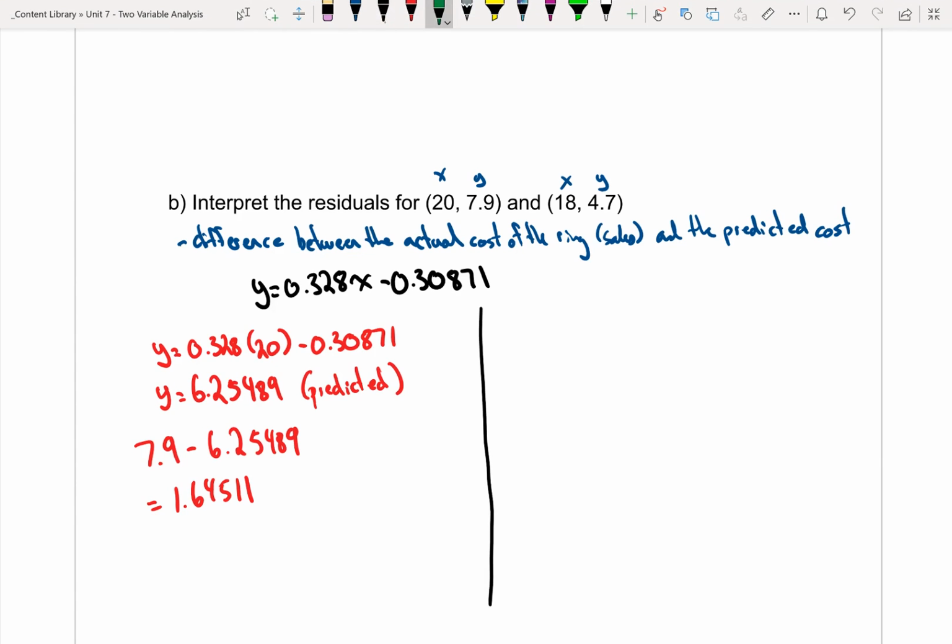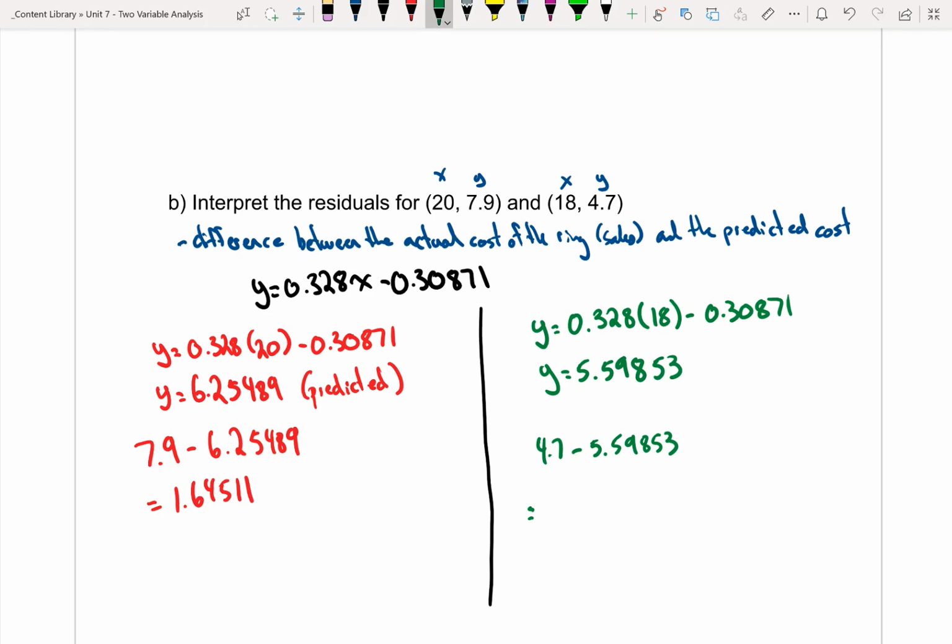We're now going to do the same thing for the other point. So again, we're going to take our linear function and substitute the values in for x to determine what our predicted value should be. So 0.328 times 18 minus 0.30871, and we should get a predicted value of 5.59853. To calculate our residual, we need to find the difference. So the actual value is 4.7 this time. Subtract the predicted value, 5.59853, and we get a residual of negative 0.89853. And that is our residual.